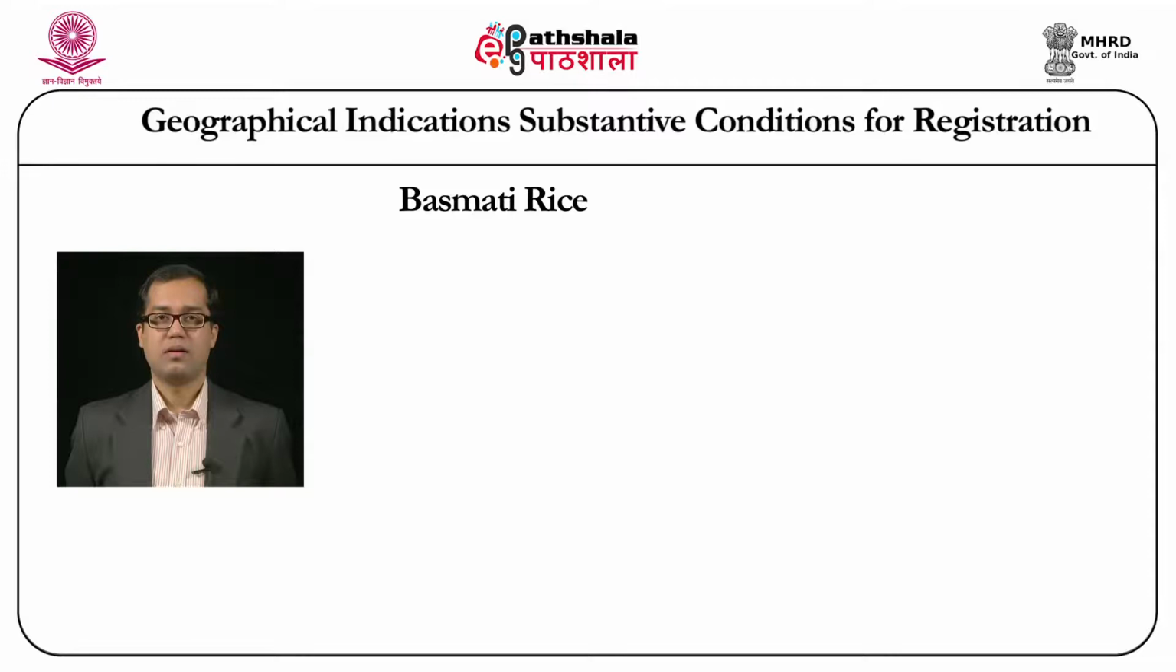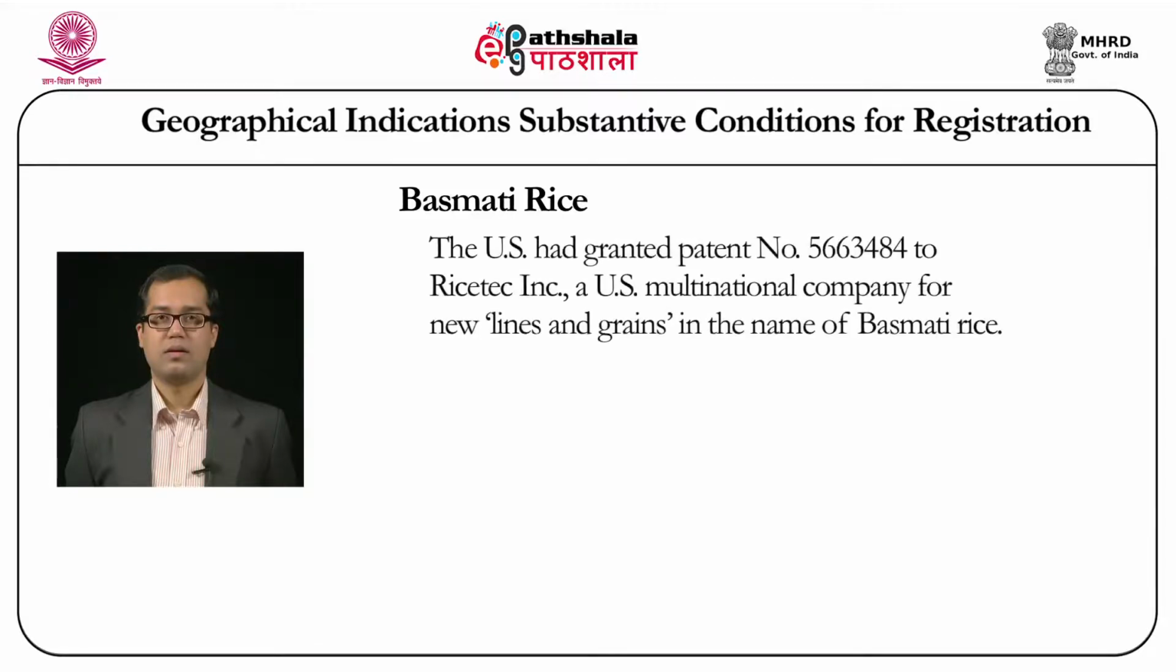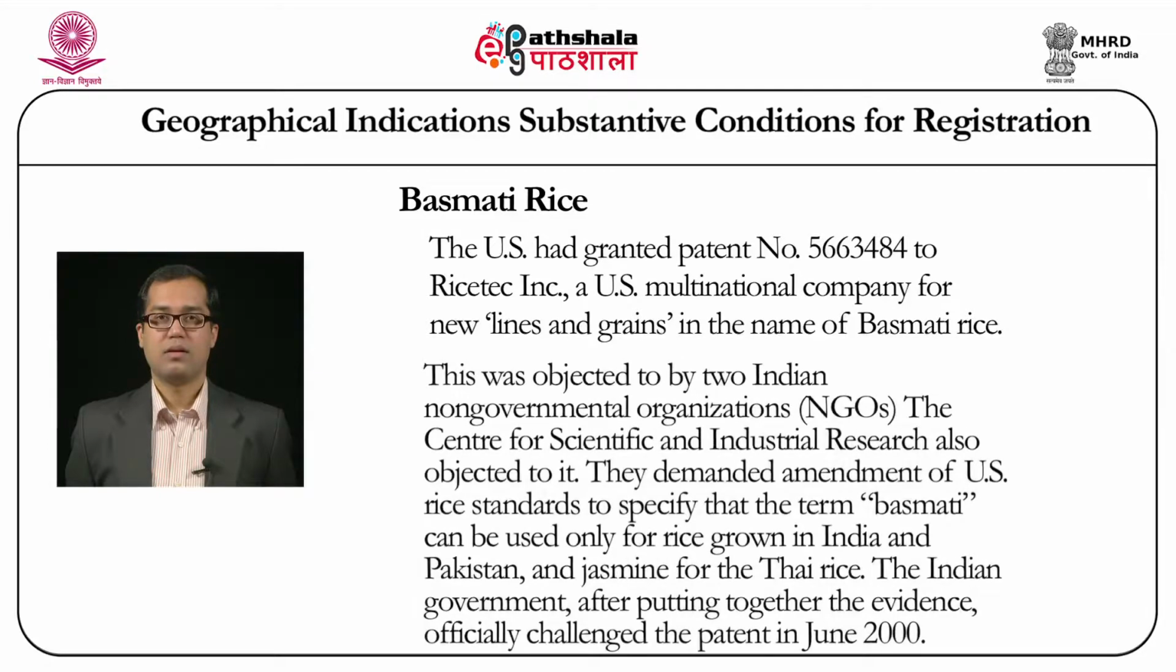Basmati rice. On 2nd September 1997, the US had granted patent number 5663484 to RiceTec Incorporated, a US multinational company, for new lines and grains in the name of Basmati rice. This was objected to by two non-governmental organizations, the Center for Food Safety, an international NGO that campaigns against biopiracy, and the Research Foundation for Science, Technology and Ecology, an Indian environmental NGO, who filed legal petitions in the United States. The Council of Scientific and Industrial Research also objected to it.